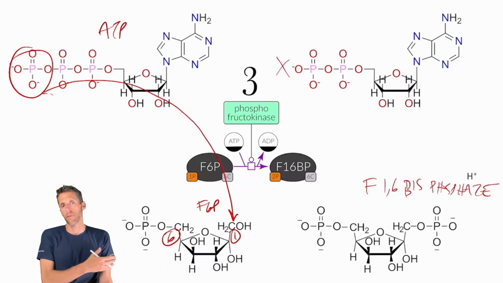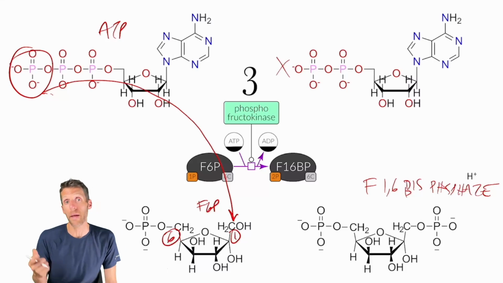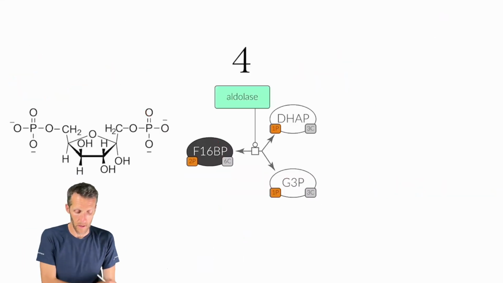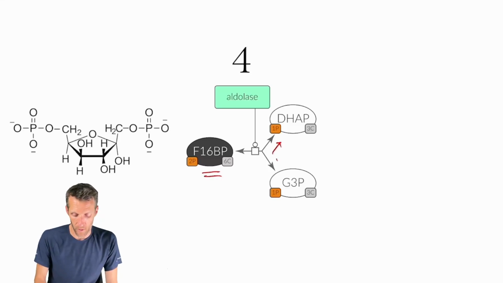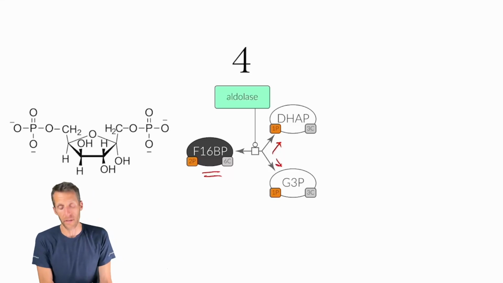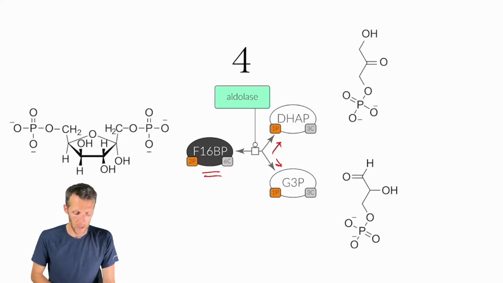Now, if you've been keeping track at home, we've invested 2 ATPs thus far into our glucose. So from here on out, we're actually going to start gaining energy back. We're going to start making ATPs. To this point, we've consumed ATPs. Okay, step 4. We have our fructose 1,6-bisphosphate. We're going to break it in half. We're going to break it into dihydroxyacetone phosphate and glyceraldehyde 3-phosphate.